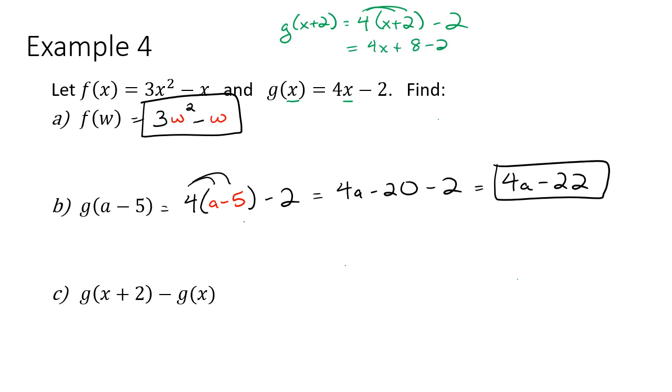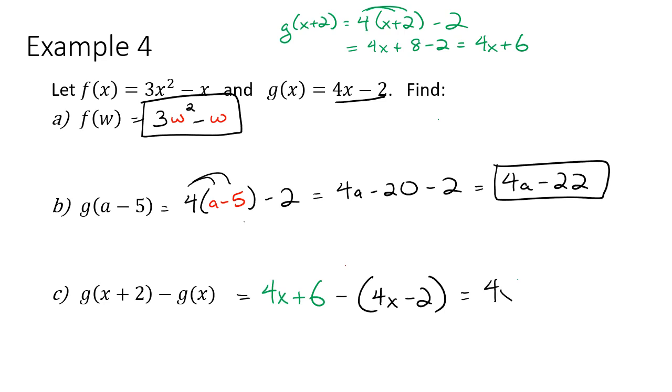So if I distribute and combine like terms, that's going to be 4x plus 6. Another thing to be a little bit careful about, this g of x, I'm about to replace it with multiple terms. Because of the subtraction out front, I need parentheses for this, minus all of g of x. And g of x is just the 4x minus 2.